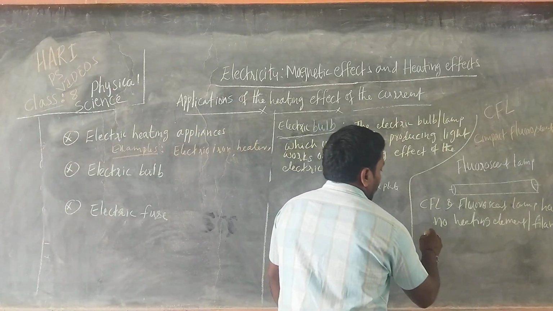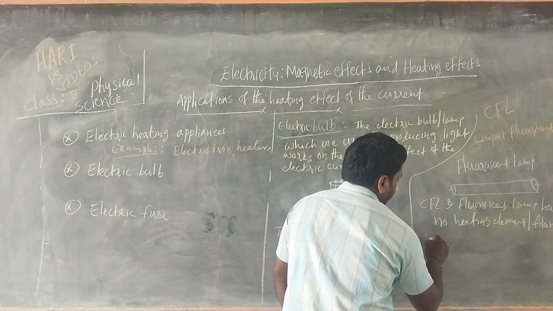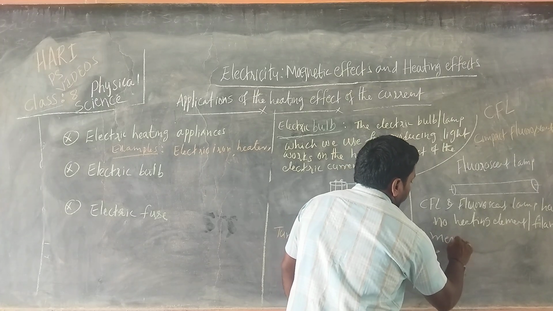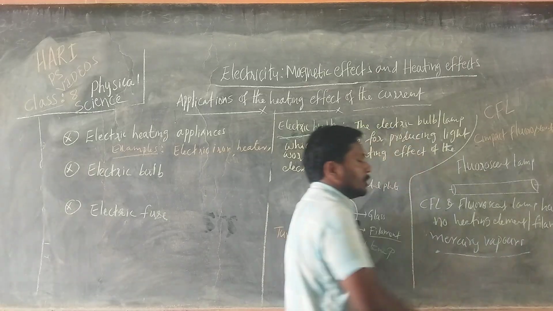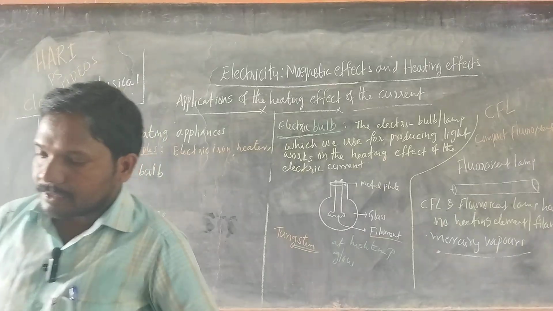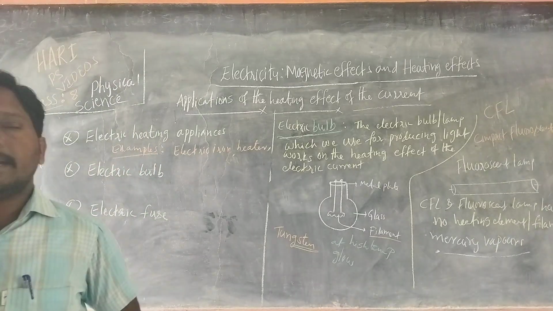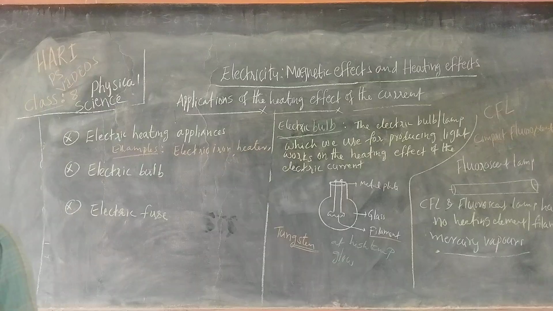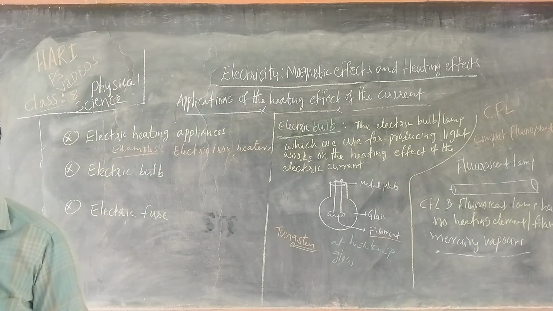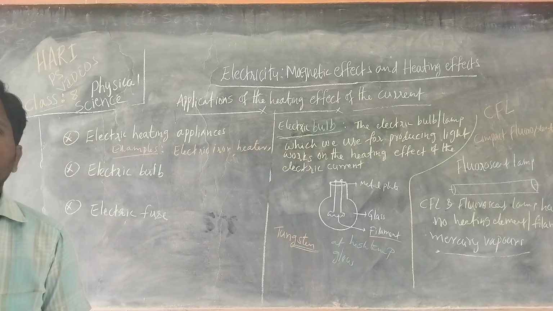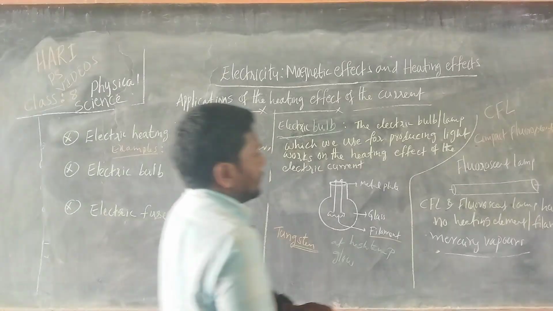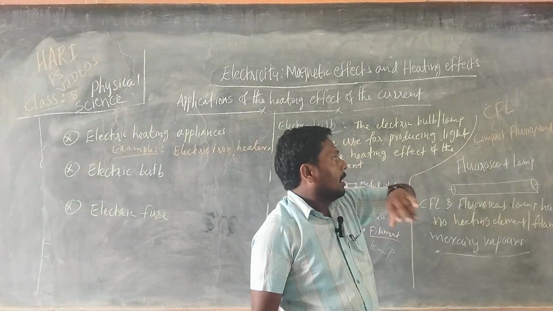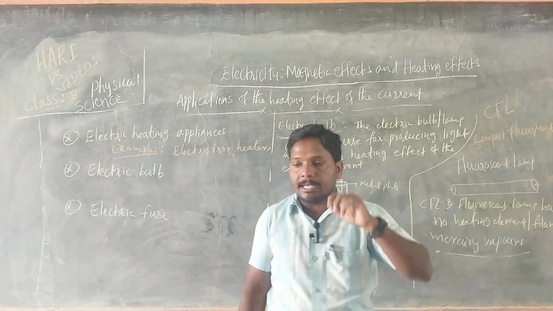These fluorescent lamps contain a kind of gas, a mercury vapor. The fluorescent tube lights and compact fluorescent lamps work on the same principle, only they contain a kind of gas or vapor inside the glass tube. A CFL or a fluorescent lamp has a glass tube.